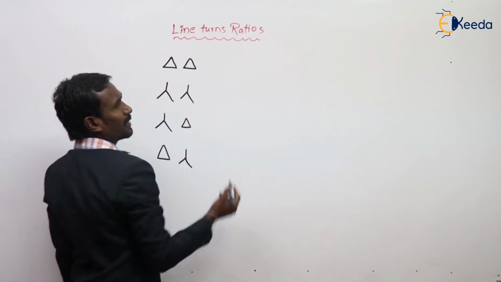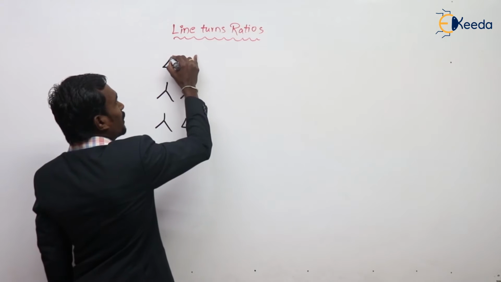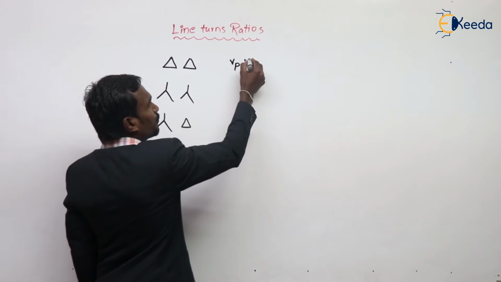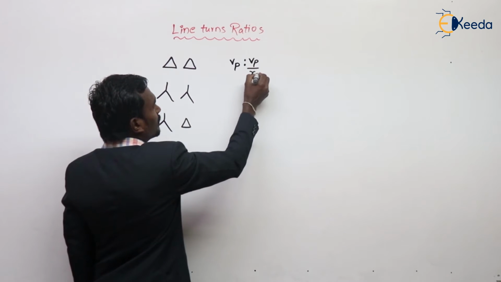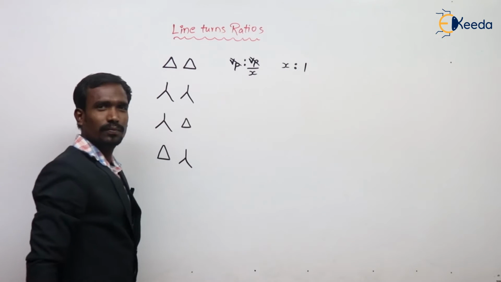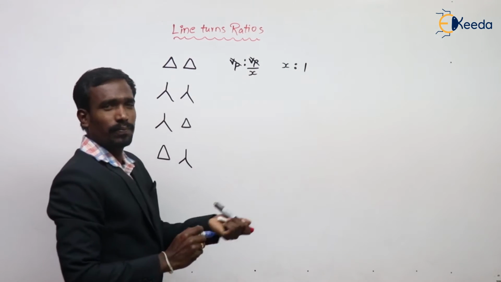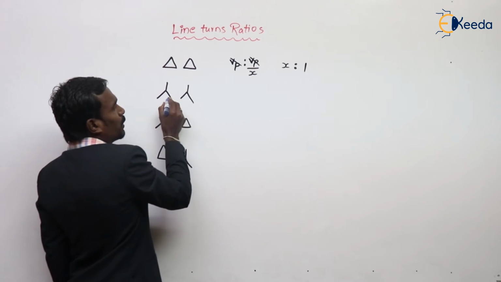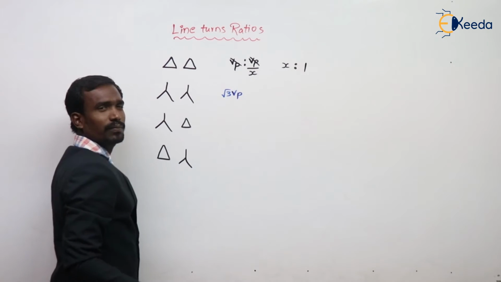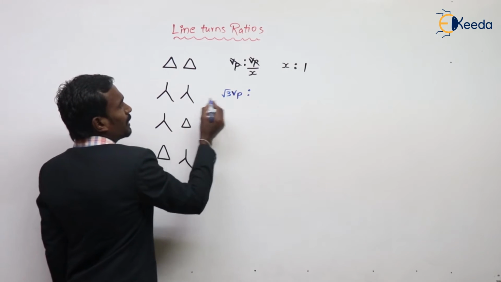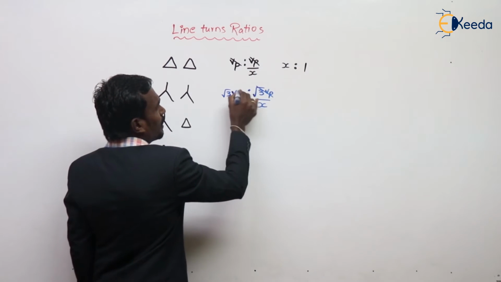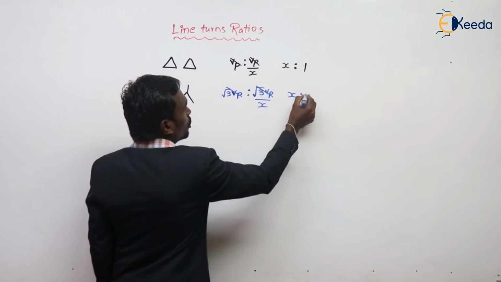In the delta-delta line turns ratio, the line voltage of delta is equal to the phase voltage, so the line voltage ratio is phase voltage by x. The phase voltage gets cancelled, so the ratio is x is to 1. Next, star-star: the line voltage of star is root 3 times the phase voltage, and the line voltage on the other side is root 3 times the phase voltage by x. That gets cancelled, so x is to 1.